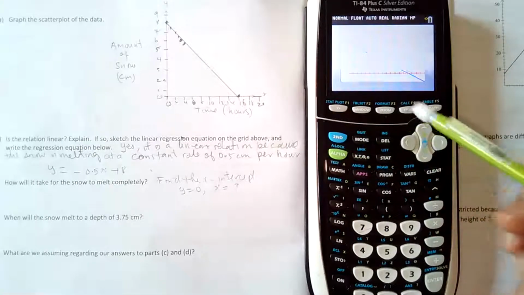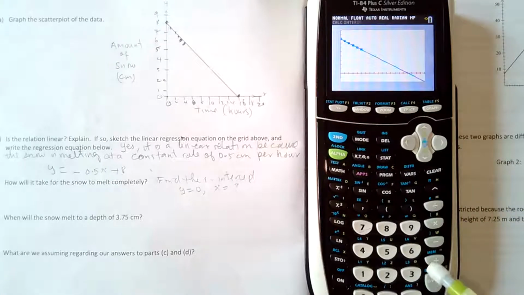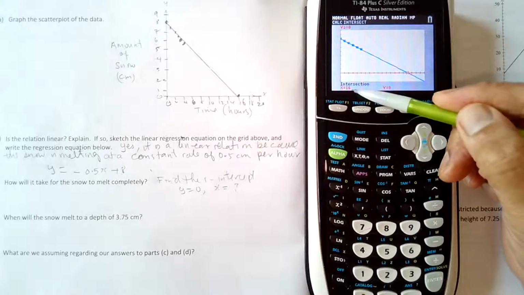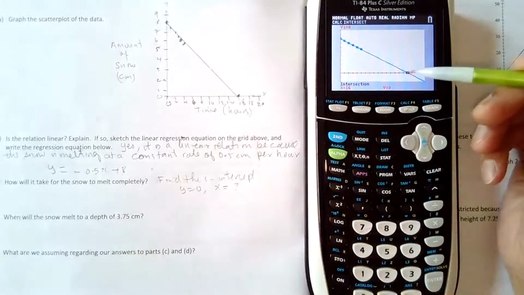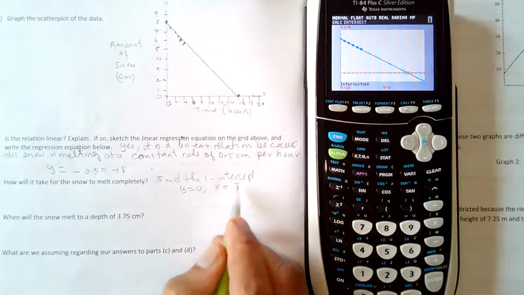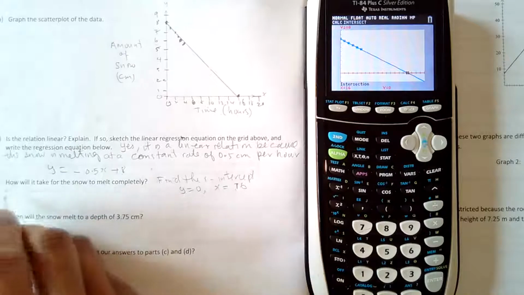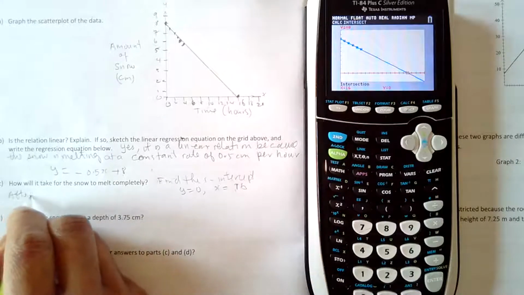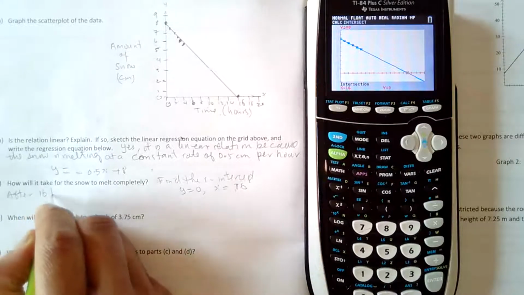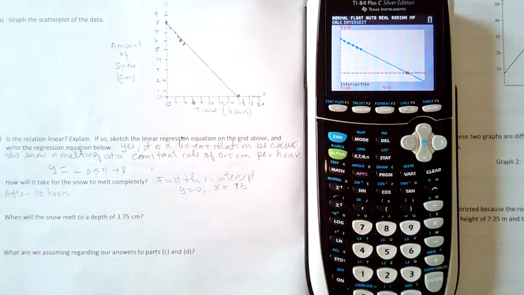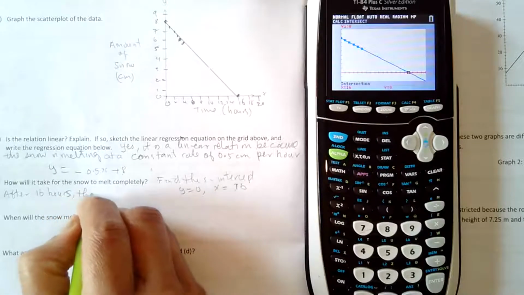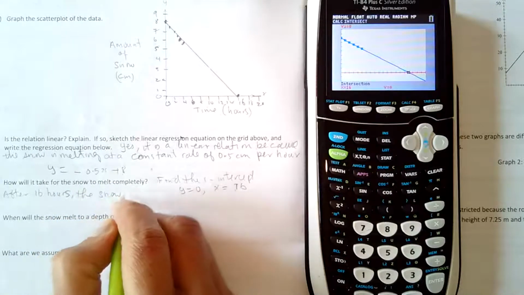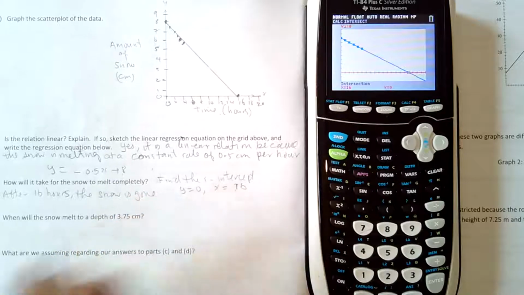So second trace, and I go down to intersect, and press enter 3 times. And that's where it is, at 16, almost close to what I had there. So after 16 hours, the snow is melted. So x is equal to 16. So after 16 hours, the snow is gone. It's melted.